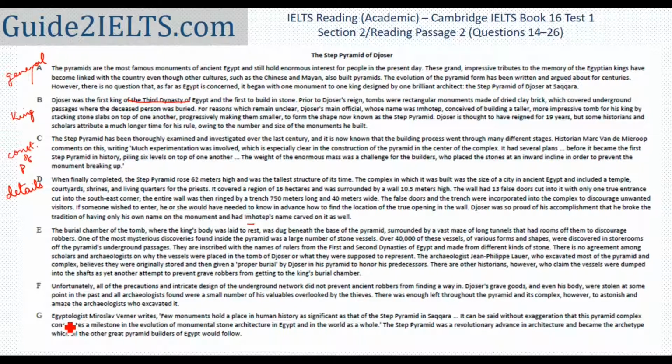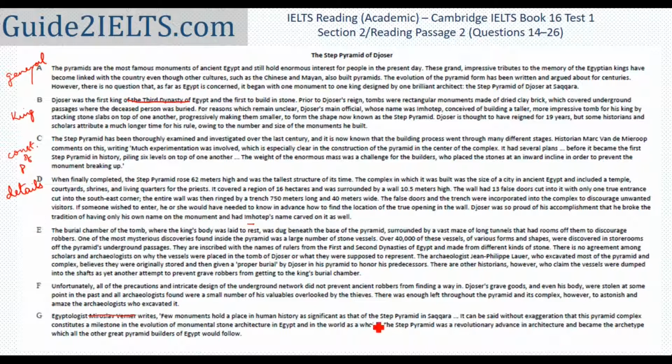The final paragraph. Egyptologist, some person. We usually avoid reading names or proper nouns of any kind until and unless they are in the question. So this person writes, few monuments hold a place in human history as significant as that of the Step Pyramid, and the Step Pyramid was a revolutionary advance in architecture. As we said in the beginning, kind of a conclusion to the whole passage.